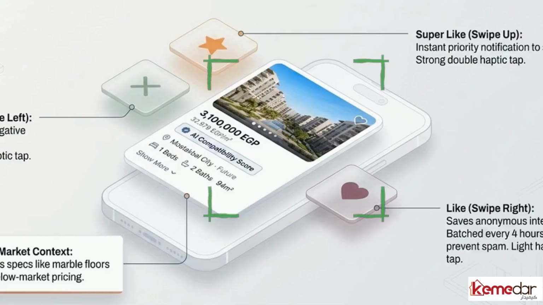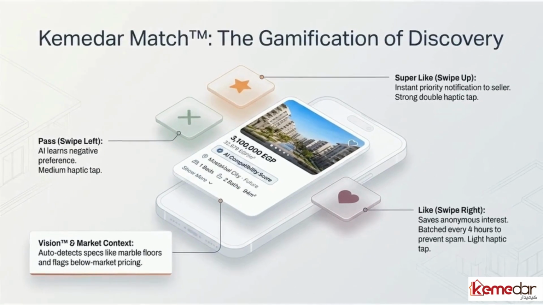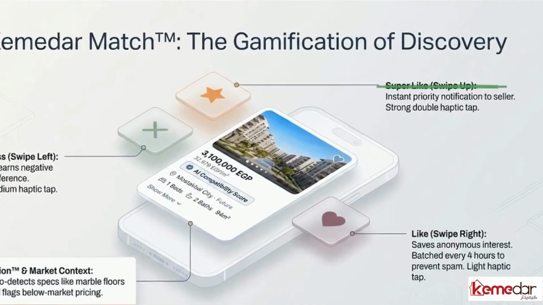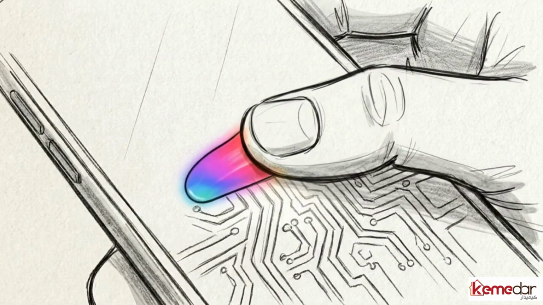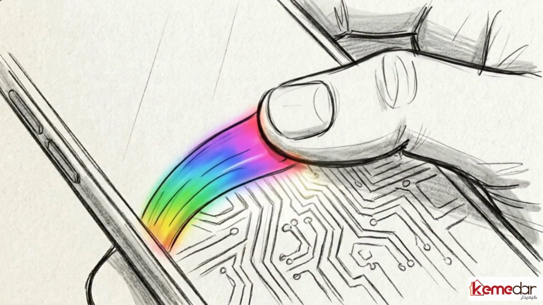On the Kemedar Match interface, you review properties one by one. Swipe right to save a property anonymously. Swipe left to pass. Swipe up to send an instant priority notification to the seller. Don't just swipe quickly to clear the queue. Every action you take feeds into the system's deep behavioral learning engine.